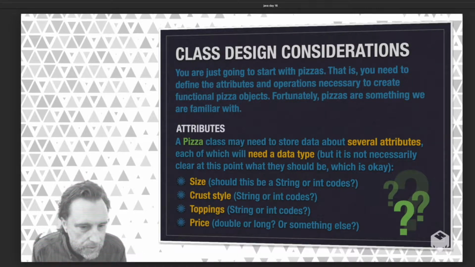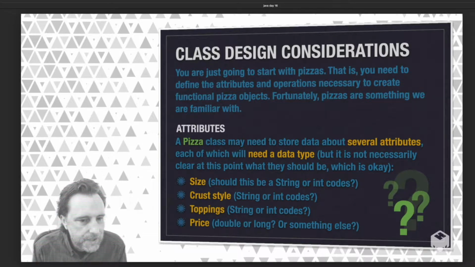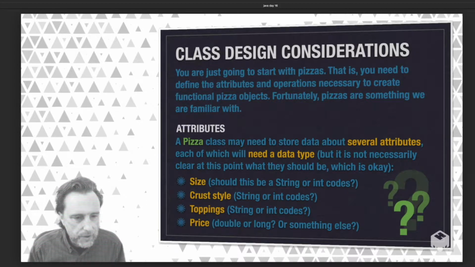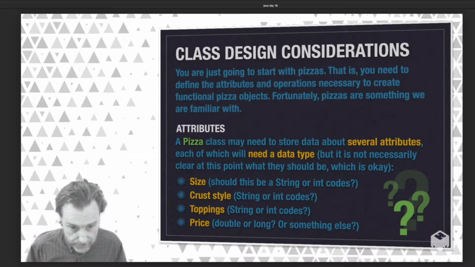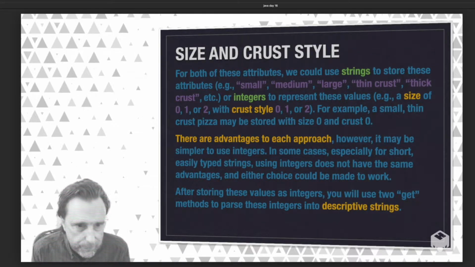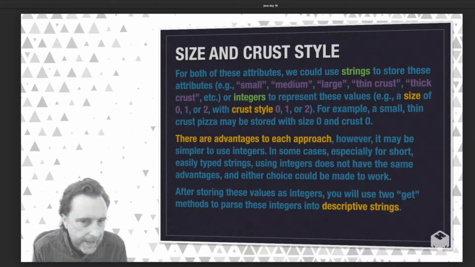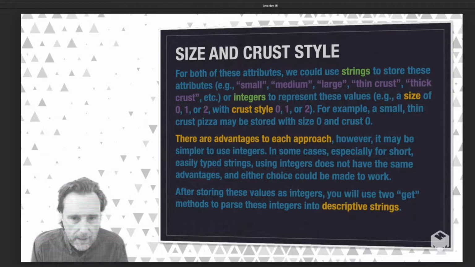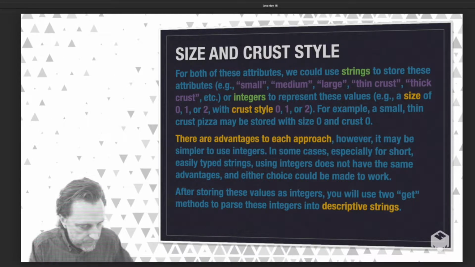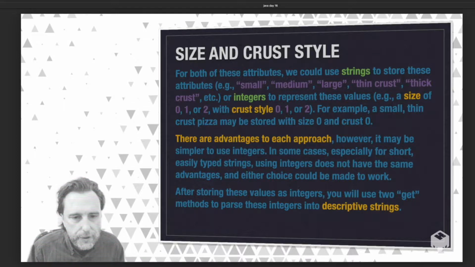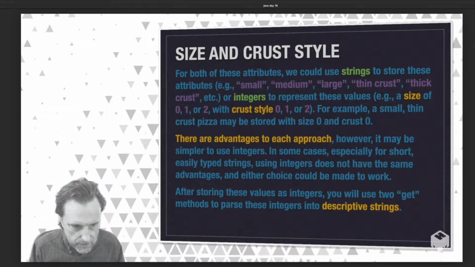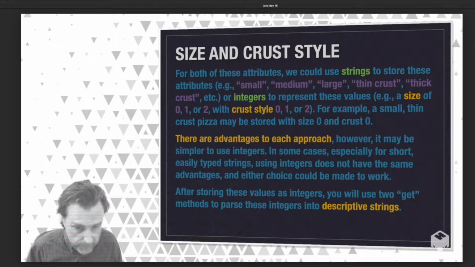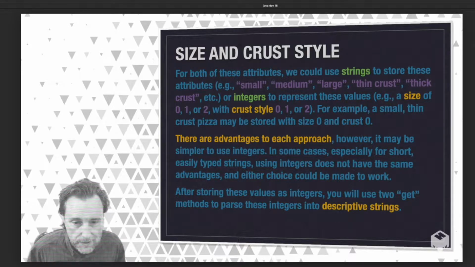In terms of the attributes, there are 4 attributes: size, crust style, toppings, and price. We talked about whether those should be stored as string values or integer codes, and we ended up with integer codes. So for instance, the crust style won't be the text small, medium, large, etc. It'll be an integer number, 0, 1, 2, or 3, or so on. Then we'll write methods for both size and crust style to convert those integers into string descriptions, and we'll talk about those in a little bit.